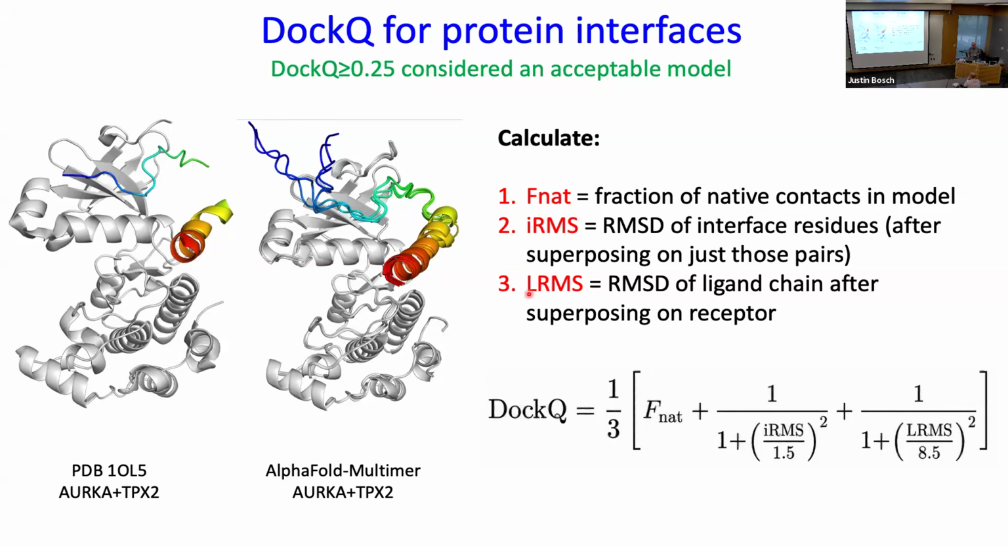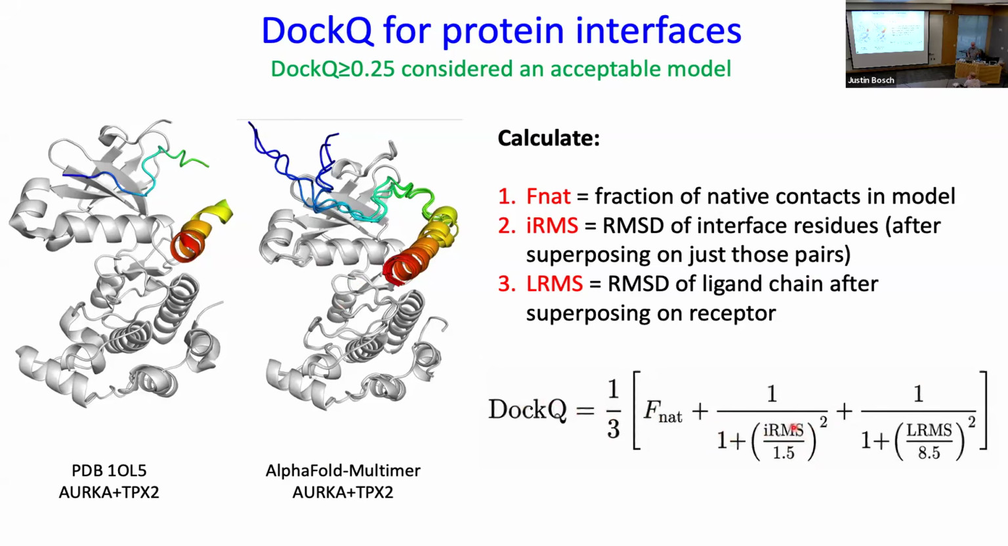That's called IRMS. And the last one is LRMS, which is an RMSD. It's very much like this one. I align on one of the proteins, say the kinase domain, and then I just calculate the RMSD over the other protein. Again, it's aligning one part of the structure and evaluating the position of the model of the other one. And DockQ is just a function of those three.